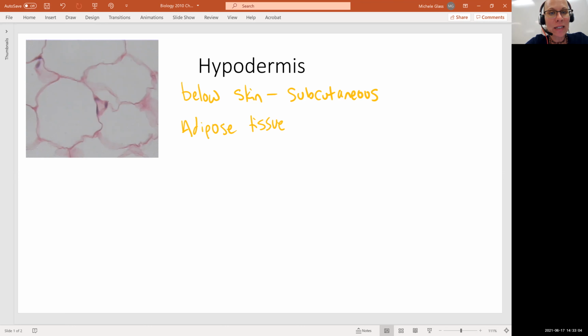The significance of the hypodermis for the body is that it's providing shock absorption, it's providing a cushion, it's providing insulation for the body. We also see that adipose tissue can provide nutrient storage.